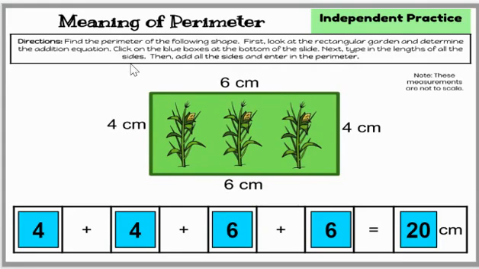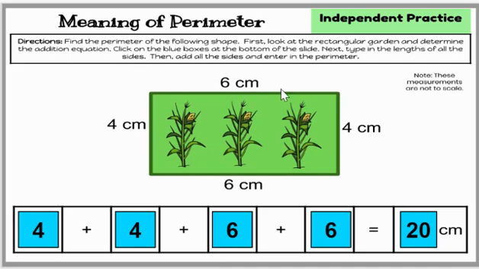Okay, so now this is going to look like what some of your practice work will look like. It tells you to find the perimeter of the shape by looking at the rectangle and then putting in the equation and finding the answer. So here I'm going to notice that my units are in centimeters. Okay, always check the units. That's part of finding perimeter and area.